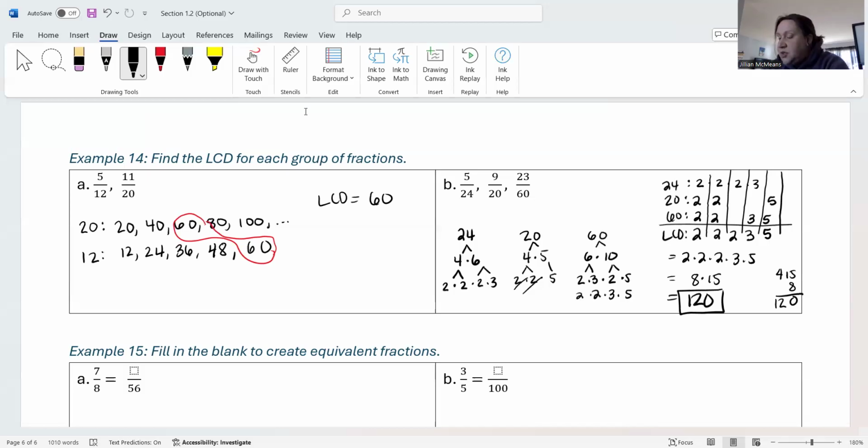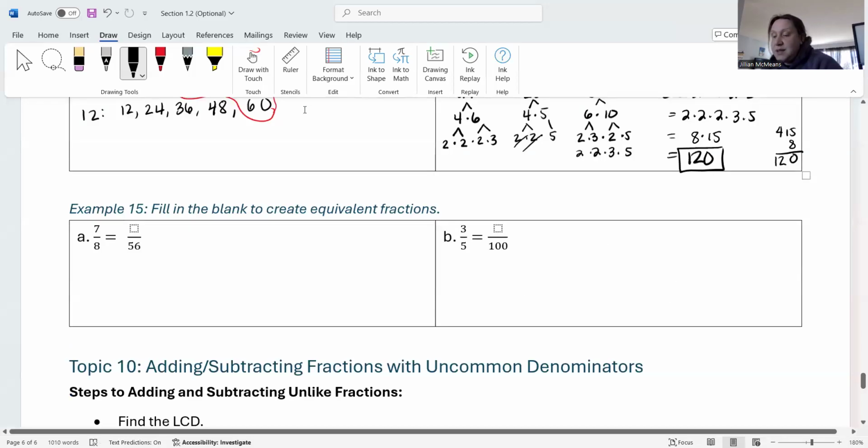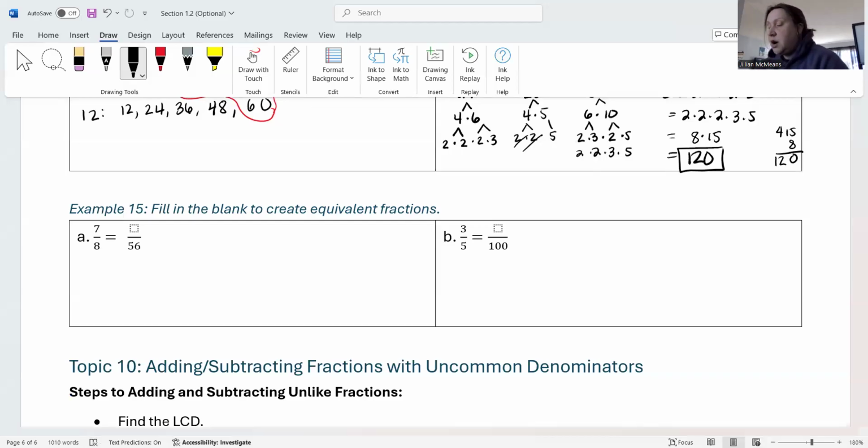All right. So the next example says, fill in the blank to create equivalent fractions. So you do need to recall equivalent fractions from earlier in this worksheet. Equivalent fractions have the same value. There are two fractions that look different, but they represent the same amount, okay?